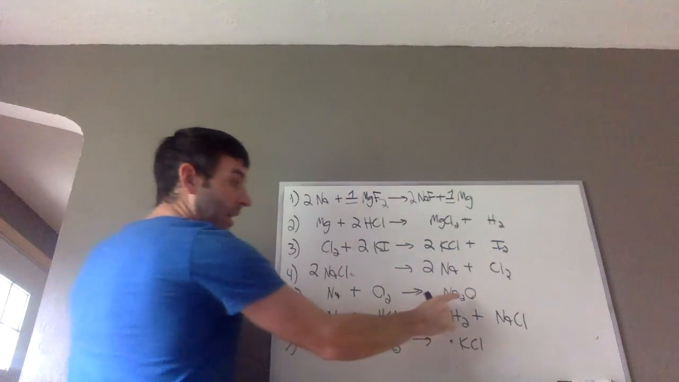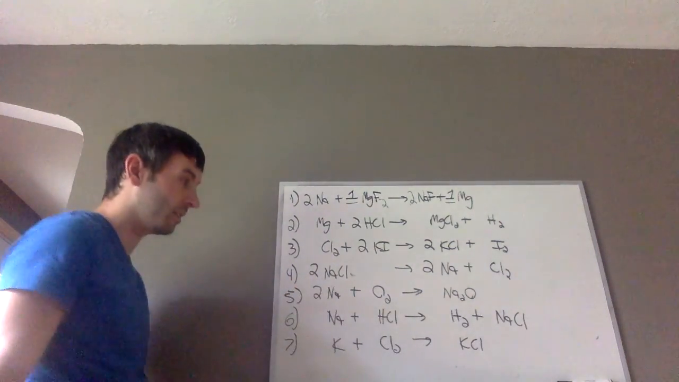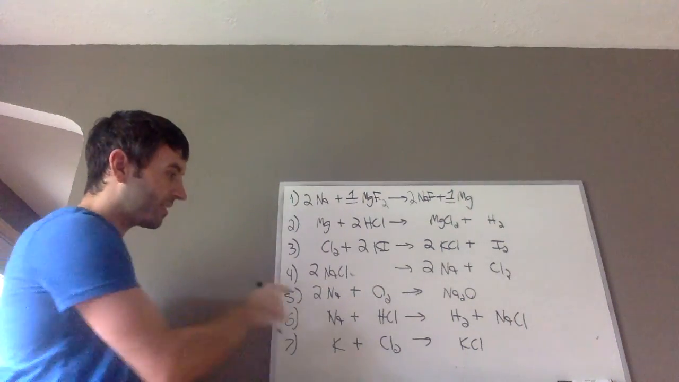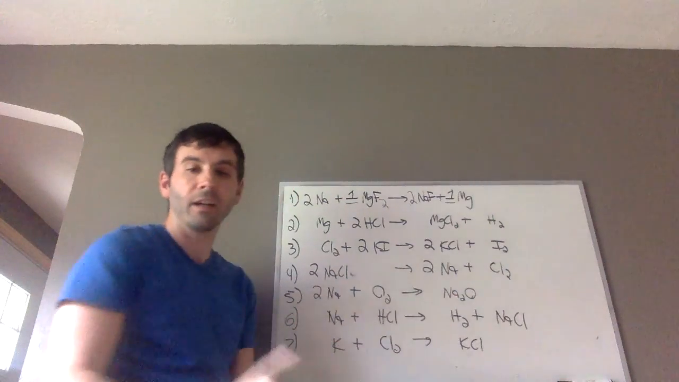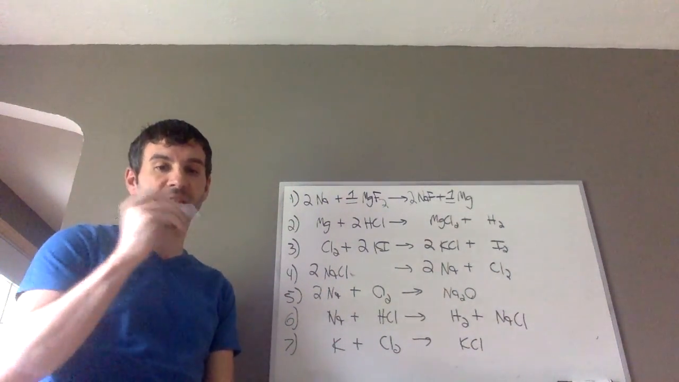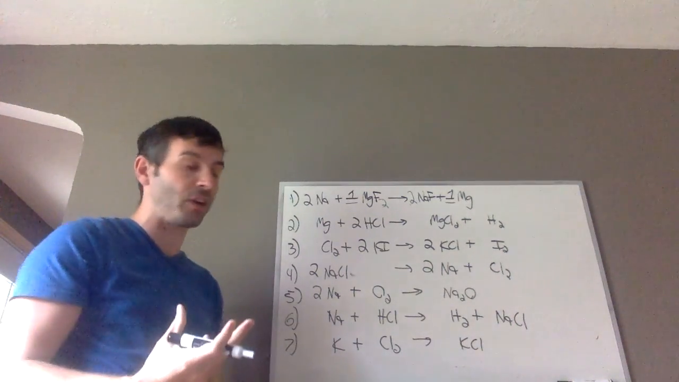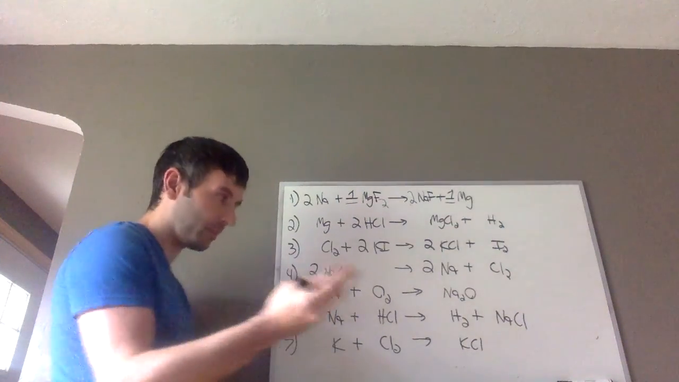Okay, next one. I have 2 sodiums on the right, only 1 on the left, so I'm going to put a 2 here. But when I do this, now I have 2 oxygens on the left, 2 on the right. By the way, I suggest you guys always do these in pencil because you'll oftentimes be scratching things out. Sometimes it takes trial and error. So I should have started with the oxygen, but it doesn't really matter because I'm doing trial and error.